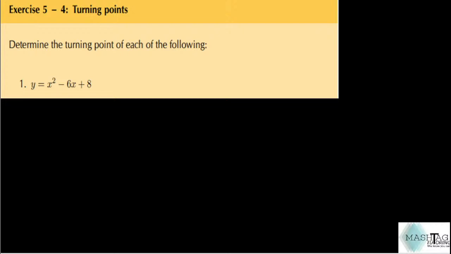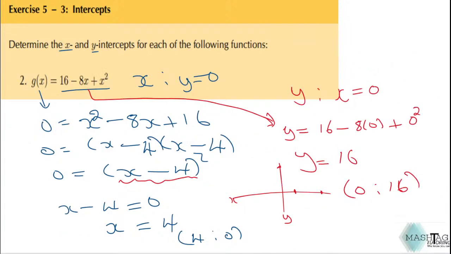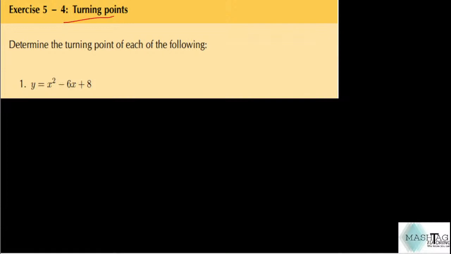So we're just going to continue with the function problems. Remember, in the first segment, we were doing intercepts. We did the x and y intercepts of functions. We gave two examples, which is this example here and this example here. So now we are going to be looking at turning points.